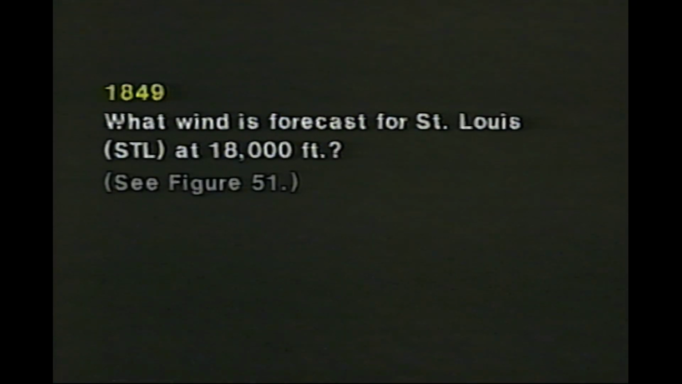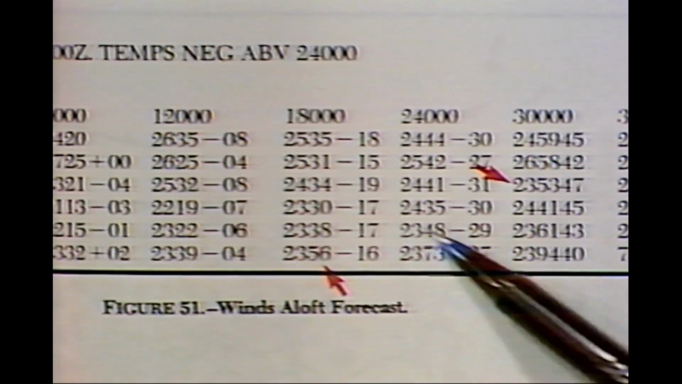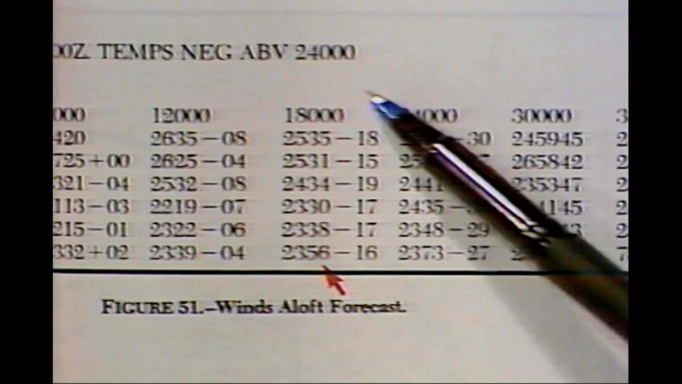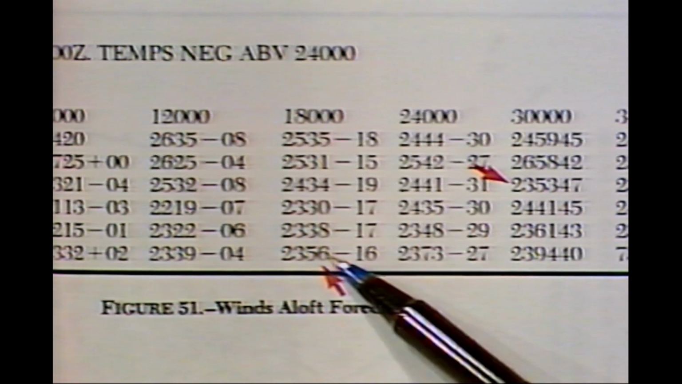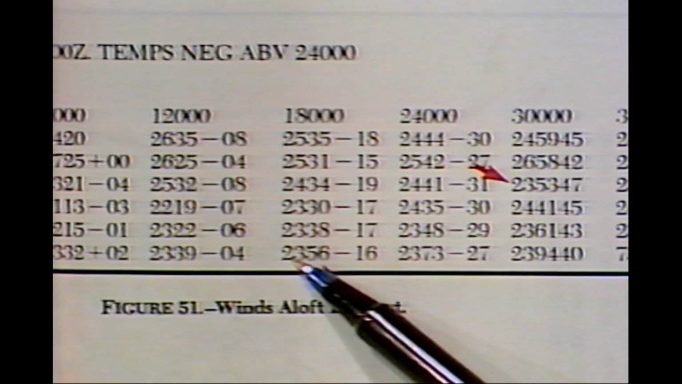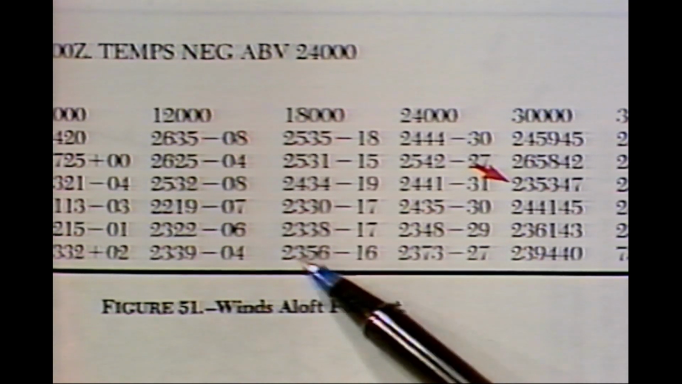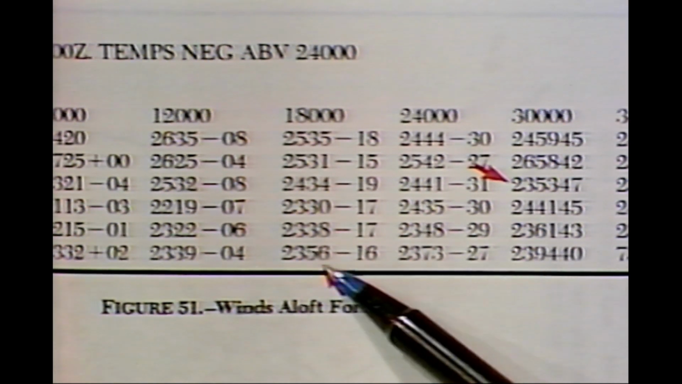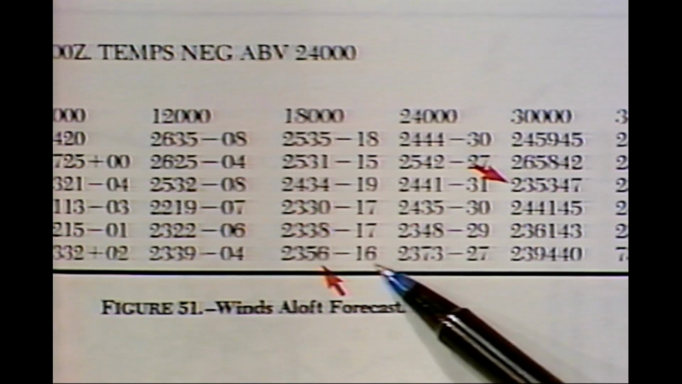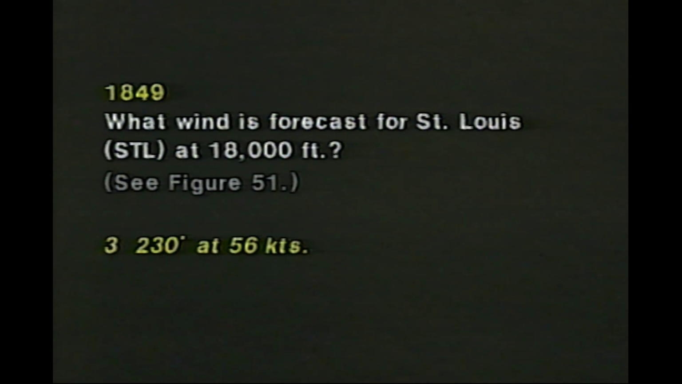849. We'll refer now to figure 51. What wind is forecast for St. Louis at 18,000 feet? Well, we'll refer to figure 51, and that is a winds and temperatures aloft forecast. We find St. Louis, which is on the bottom row, and they're asking about 18,000 feet. So we find the 18,000 feet column and read down, and this is the block that we have here, 2356 minus 16. The winds are from 230 true at 56 knots, and the temperature is forecast to be minus 16 degrees Celsius. So it would be answer number 3, 230 at 56 knots.